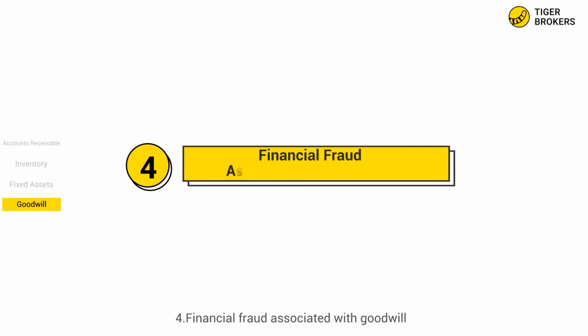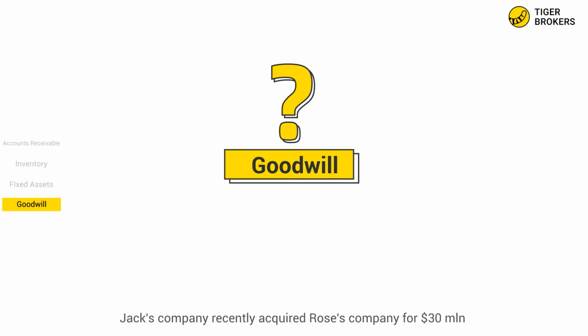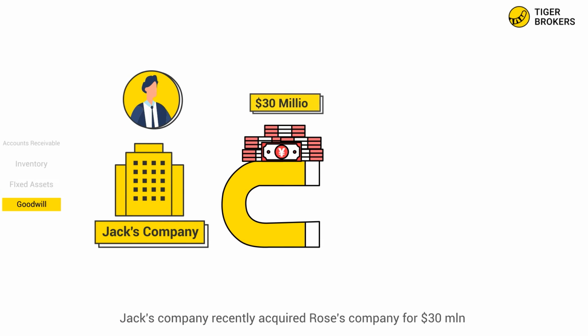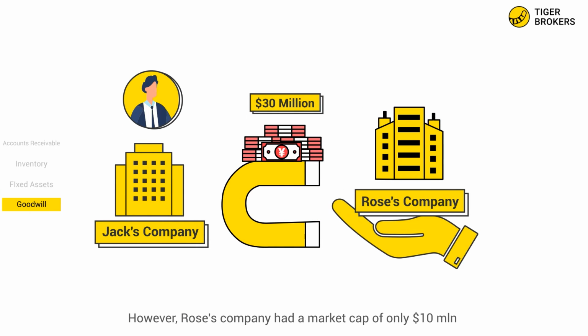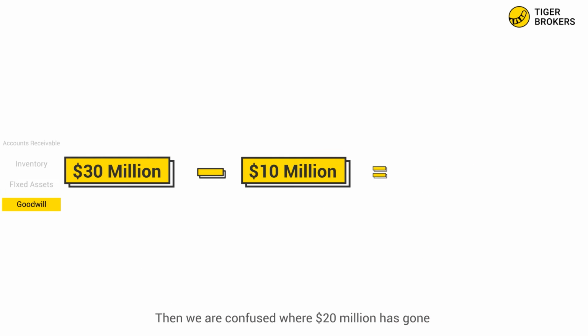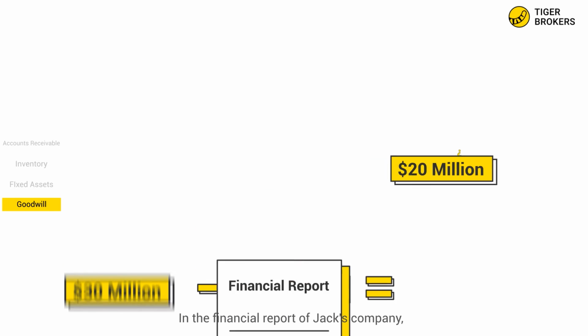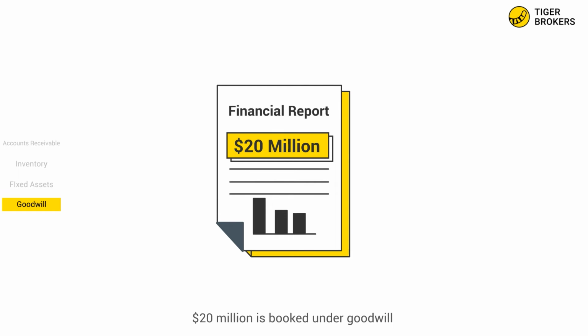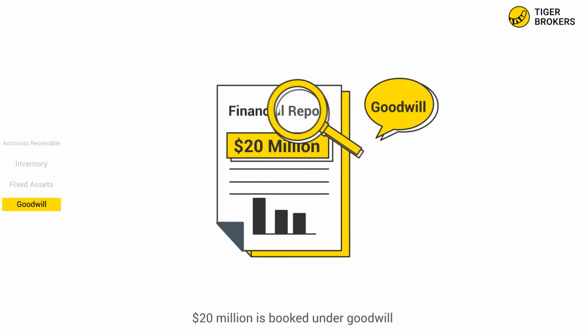4. Financial fraud associated with goodwill. What is goodwill? Jack's company recently acquired Rose's company for $30 million. However, Rose's company had a market cap of only $10 million. Then we're confused where $20 million has gone. In the financial report of Jack's company, $20 million is booked under goodwill.